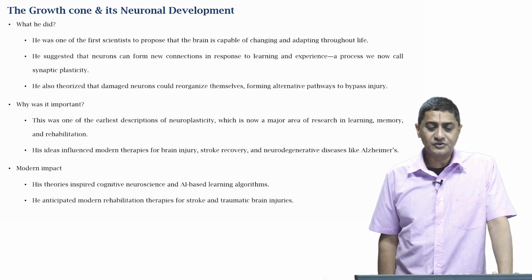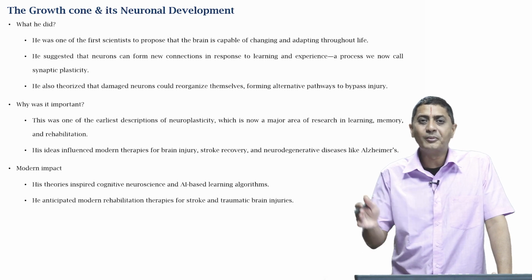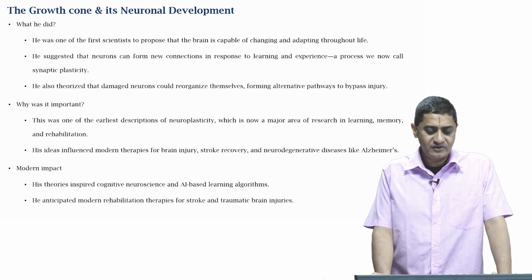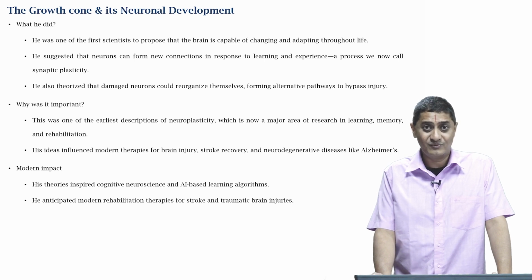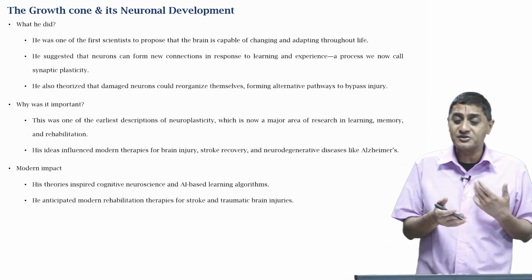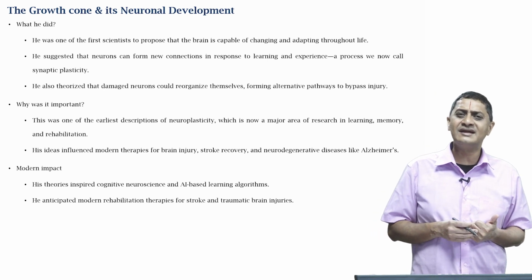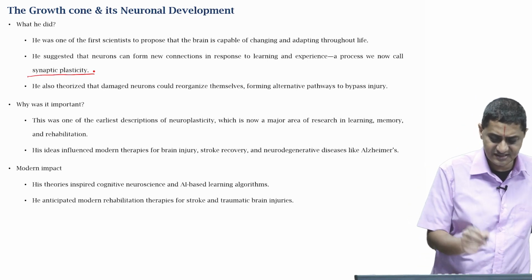So, he proposed the growth cone. He essentially studied the growth of embryos. He documented the structure of the growth of neurons over a period of time. He was one of the first scientists to propose that the brain is capable of changing and adapting throughout its life. That is how we learn things. He suggested that neurons can form new connections in response to learning and experience. It is a brilliant insight to make in the 1890s. This is what we call today synaptic plasticity.